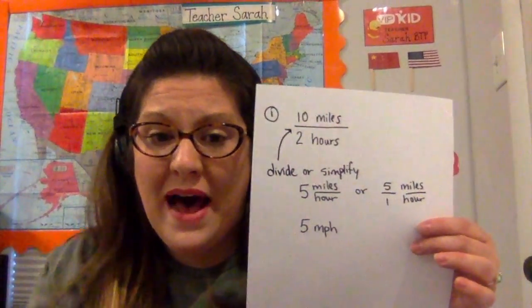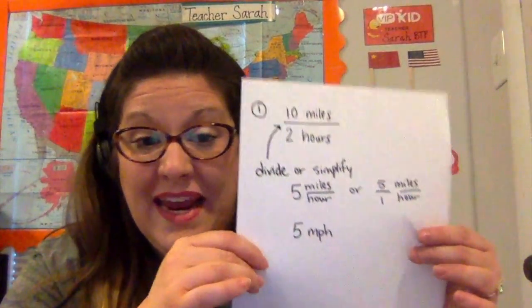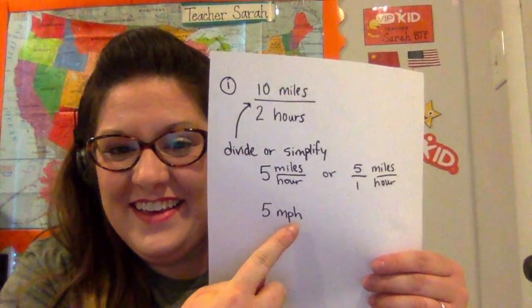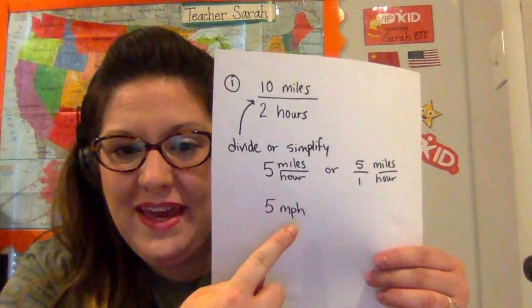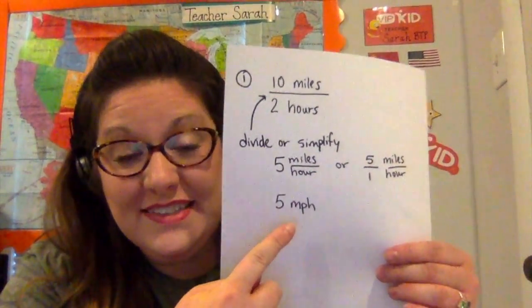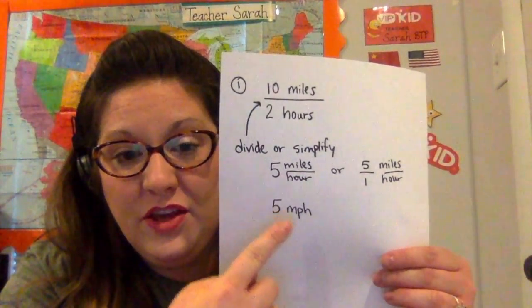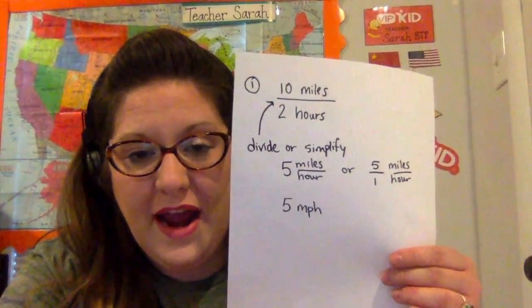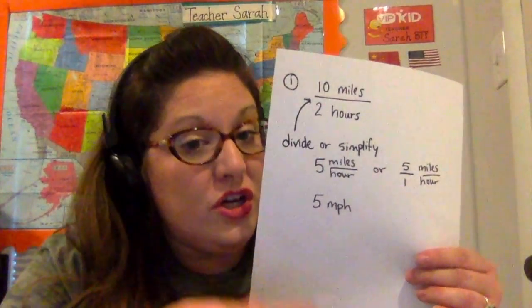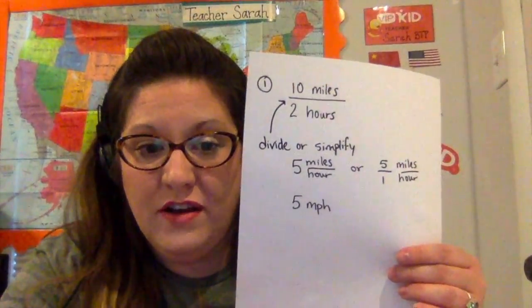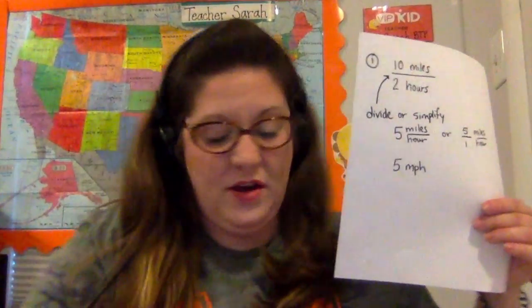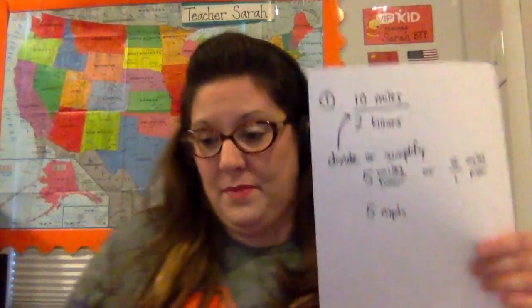When we're dealing with miles in an hour, we come up with this lovely MPH, miles per hour. That's exactly what we're finding in this example. We're finding the unit rate, miles per hour. So how many miles could she jog in 1 hour? She could jog 5 miles in 1 hour because Mrs. Wagner is awesome. Okay, so let's look at our second example here.